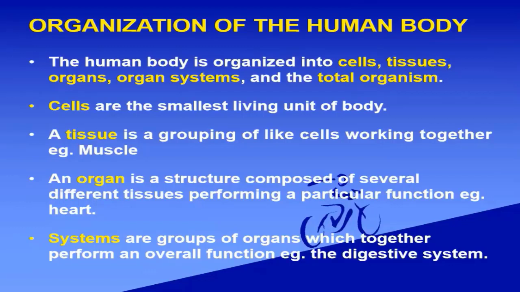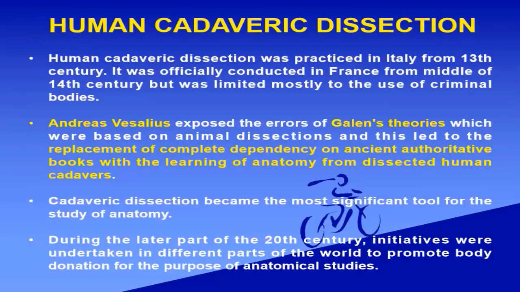An organ is a structure composed of several different tissues performing a particular function. An example is the heart. Systems are groups of organs which together perform an overall function, such as the digestive system. Then let's talk a little bit about human cadaveric dissection.